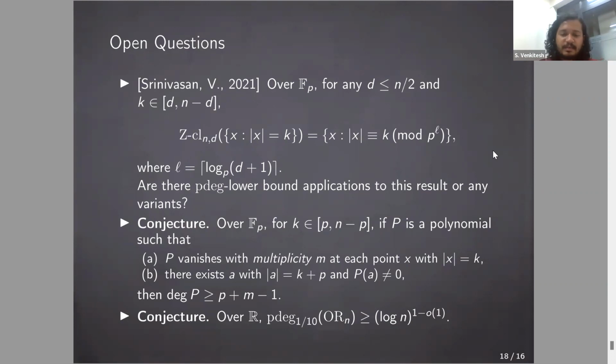And also this famous or very popular conjecture that has been explored now and then for quite a long time. Over the reals, what is the correct answer for the probabilistic degree of OR? It's between log n and square root log n, and we conjecture that it is close to log n, not square root log n. So yeah, these are the three open questions that are very, very close to what I just presented, and also very close to the work that I've done so far.